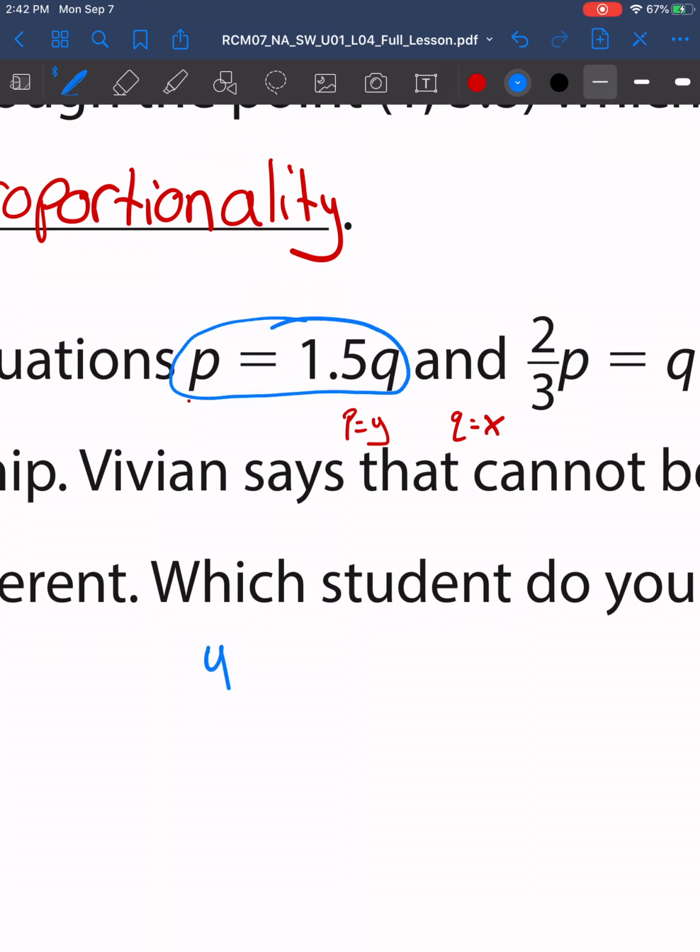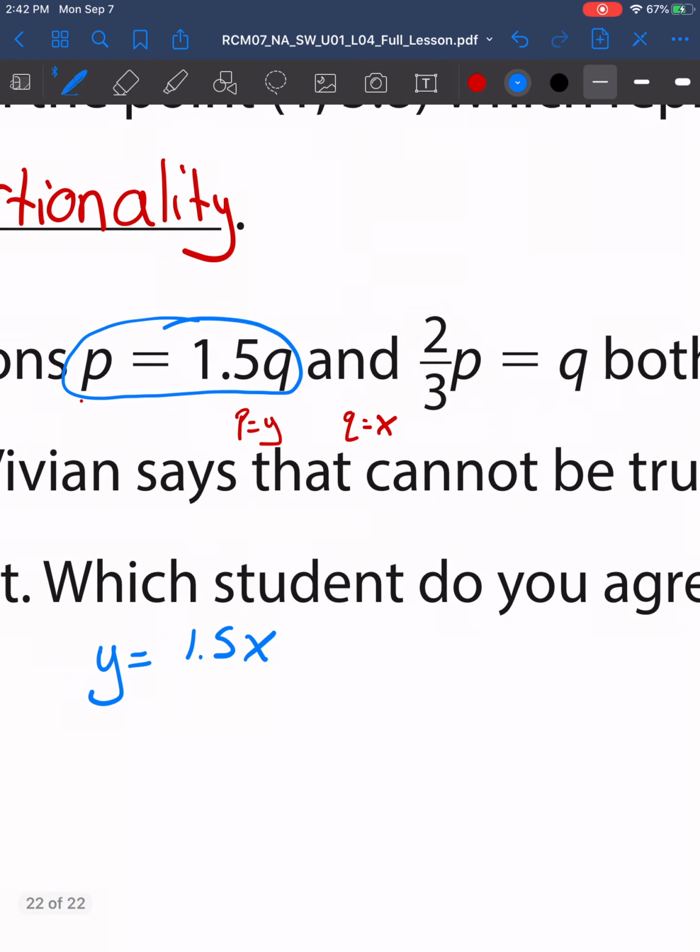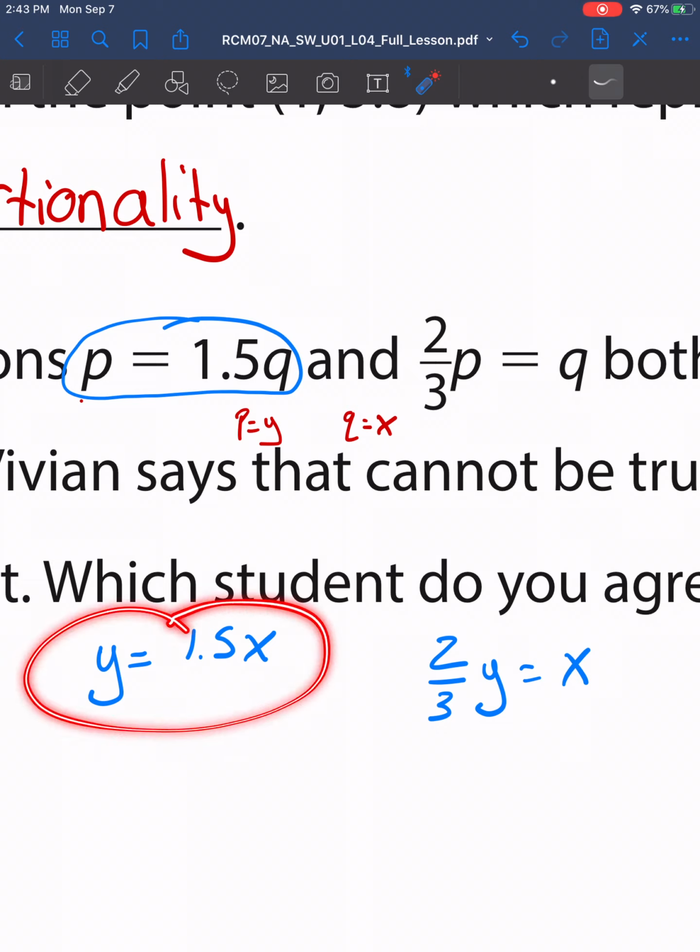I'm going to say y equals 1/2 Q. Oh, sorry, not Q, X. And then I'm going to rewrite this equation, and I'm going to say 2/3 y equals X. Okay. This equation over here, this looks like something that we're used to.